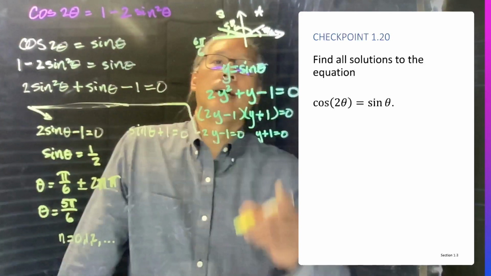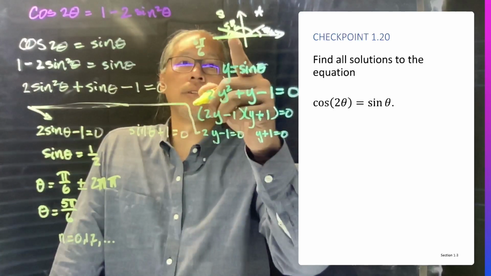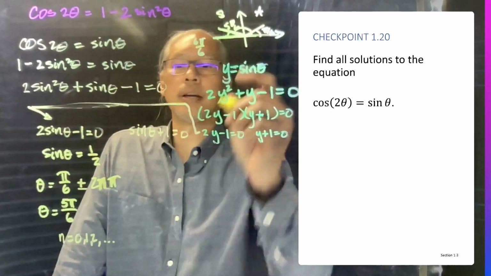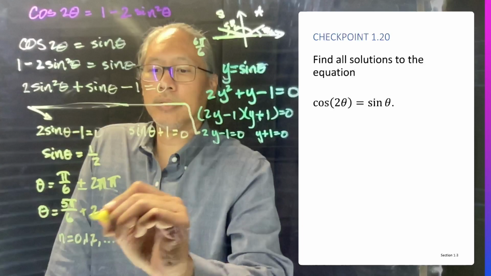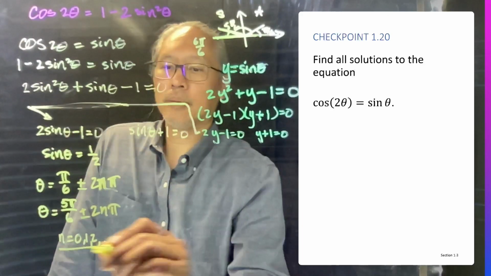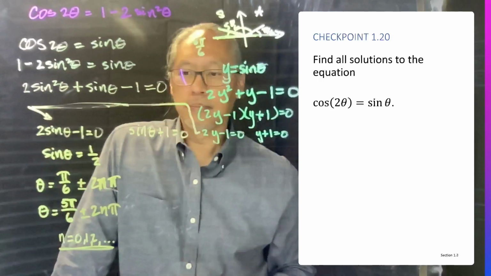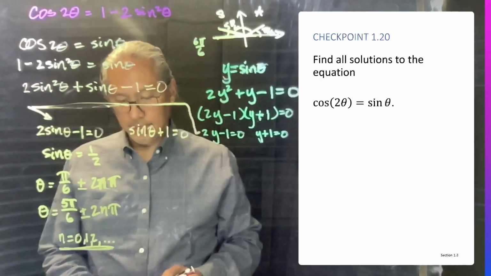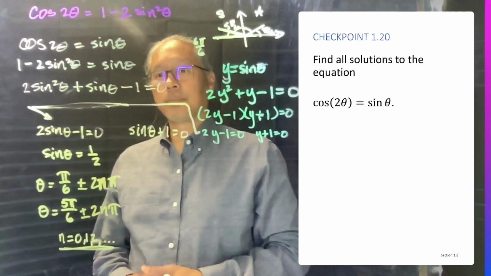Okay. We can grab this value of 5 pi over 6 the same way. We'll add and subtract 2n pi, and then again with this criteria for n. Okay, so that's the first part.